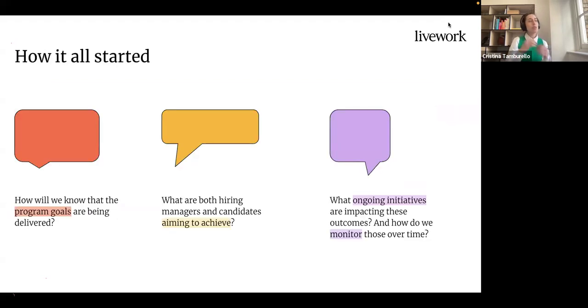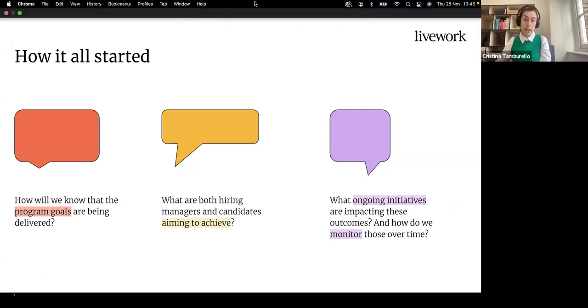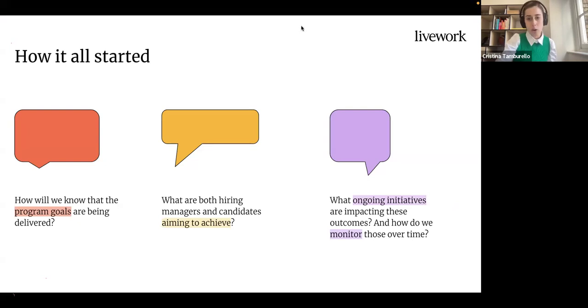How it all started. As we kicked off the engagement, a few of the critical questions that we together had to address sooner than later included: how will we know that the program goals are being delivered? What does satisfaction even mean or look like or feel like in the context of the hiring process, both for the candidates as well as for the hiring managers? What ongoing initiatives are impacting these outcomes, and how do we monitor those over time?